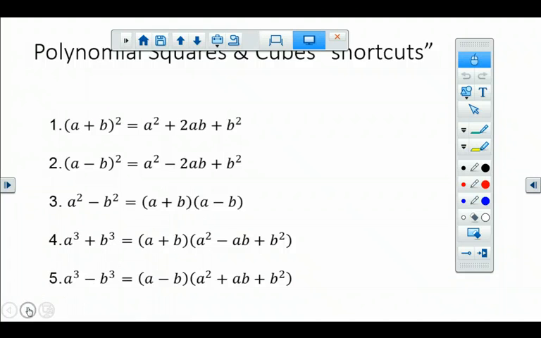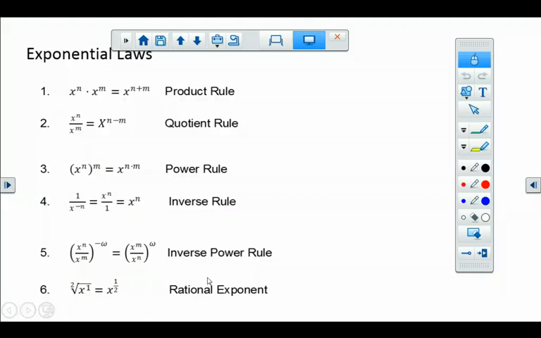Now, did we go over shortcuts? We did that the other day, correct? Okay. Did we write down the exponential laws? Okay, so write them down right quick, so you'll have those as a refresher.